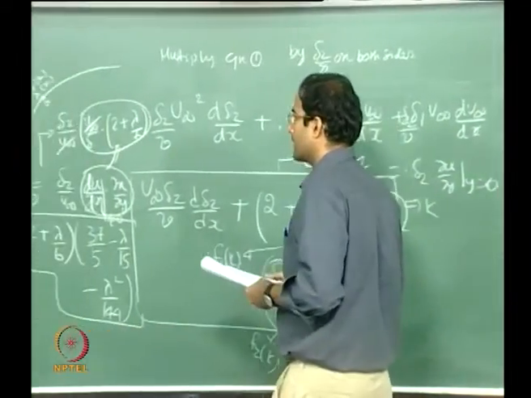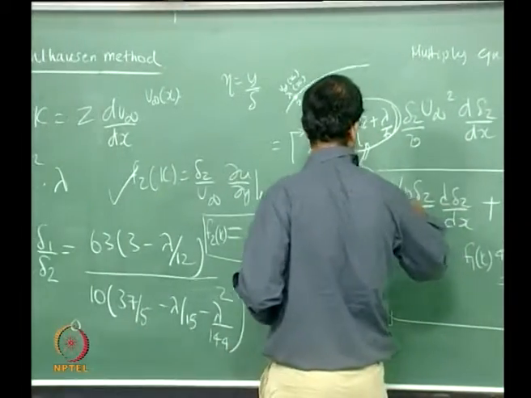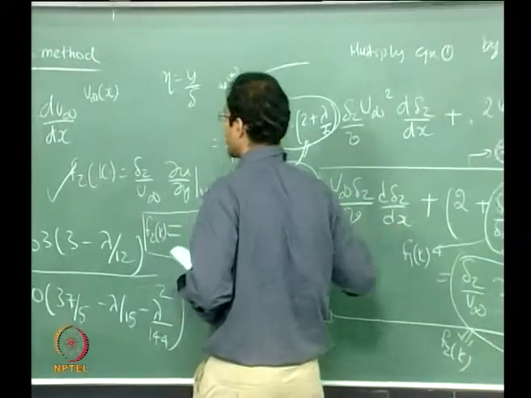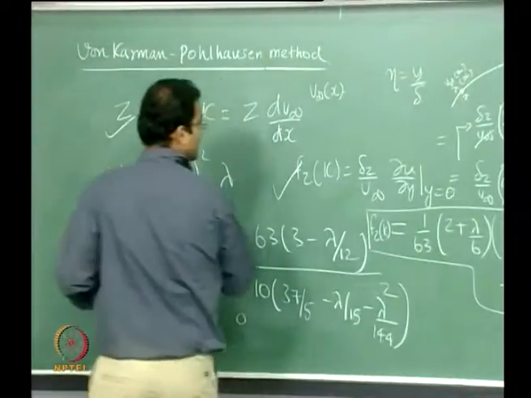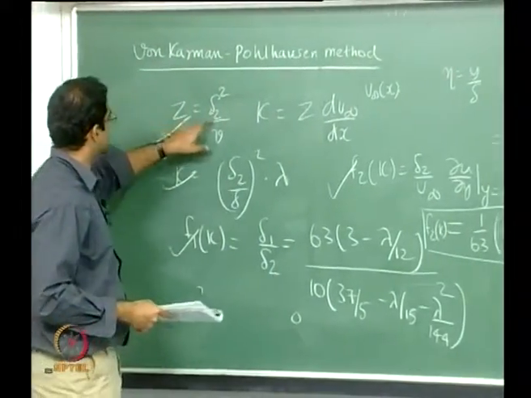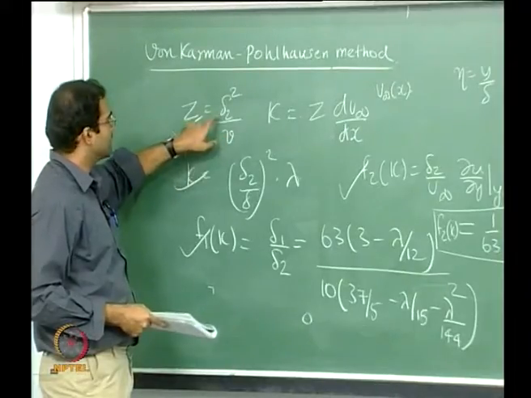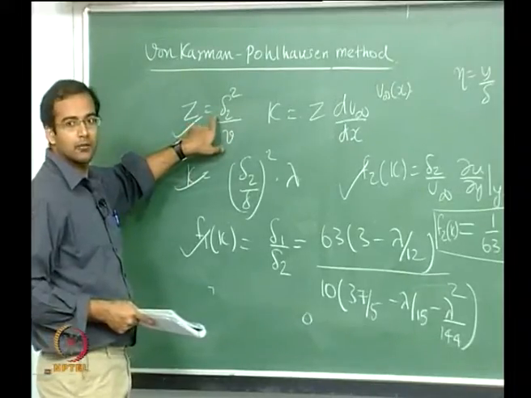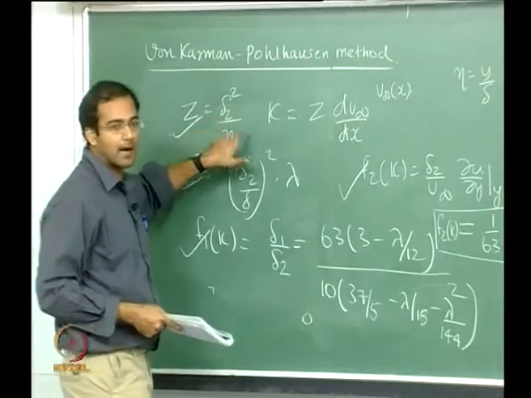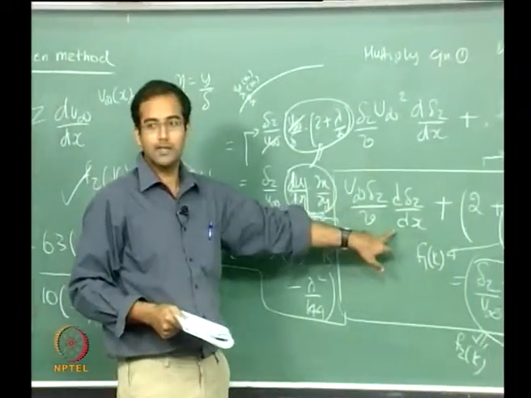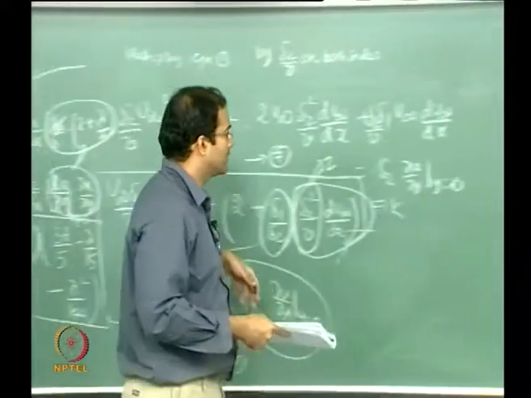I can write d delta 2 by dx in terms of z. Okay, so I have z is delta 2 square by nu, therefore dz by dx will be twice delta 2 into d delta 2 by dx. Okay, so this will be half of dz by dx.